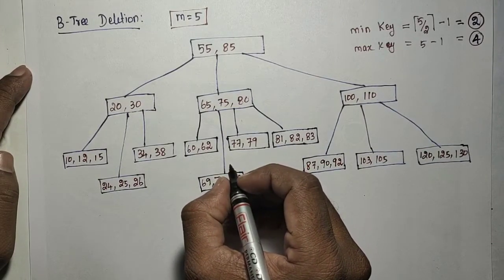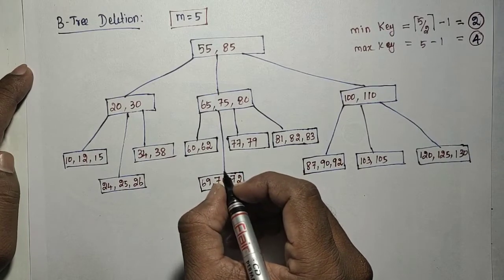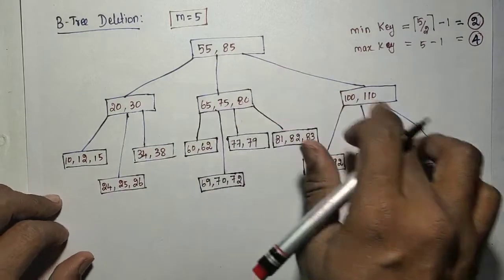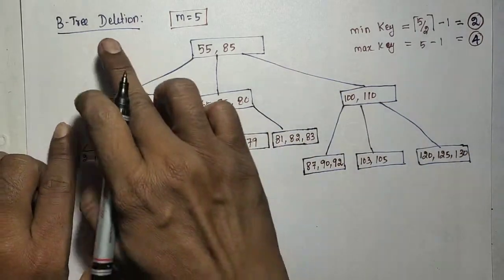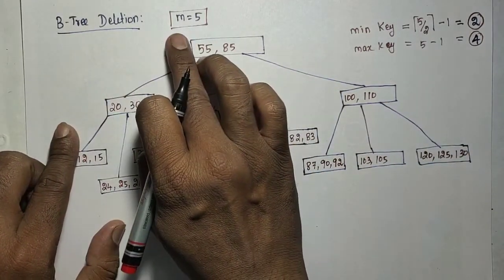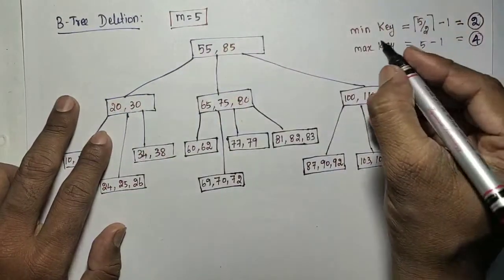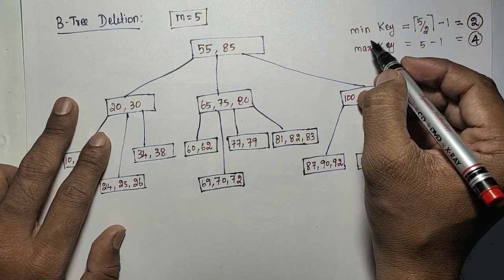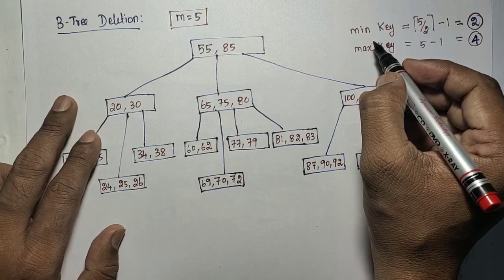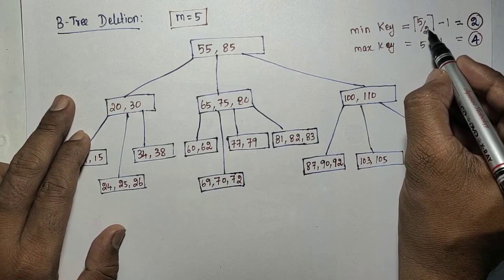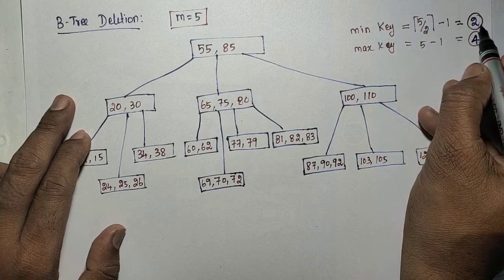In this session, we will discuss the deletion operation in the B tree. For that, we have taken this example B tree. The order of the tree is m equal to 5. So m equal to 5 means the minimum number of keys in each node is ceil(m/2) minus 1, so ceil(5/2) is 3, minus 1 is 2.